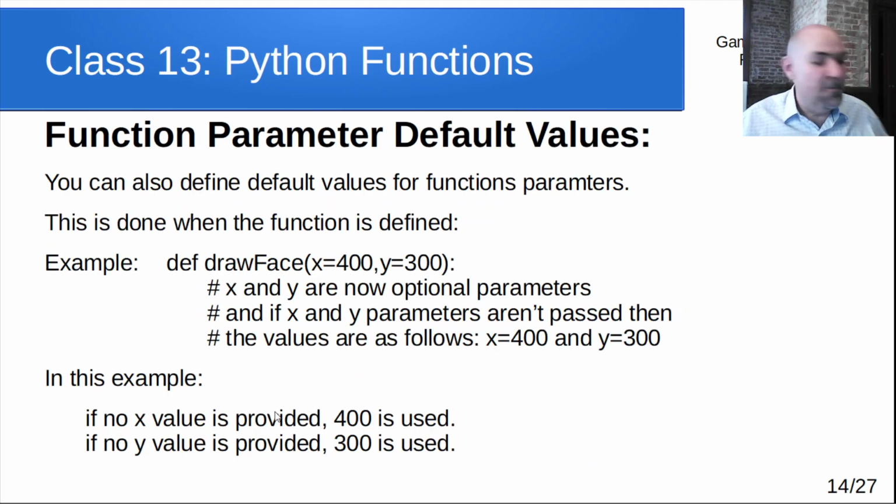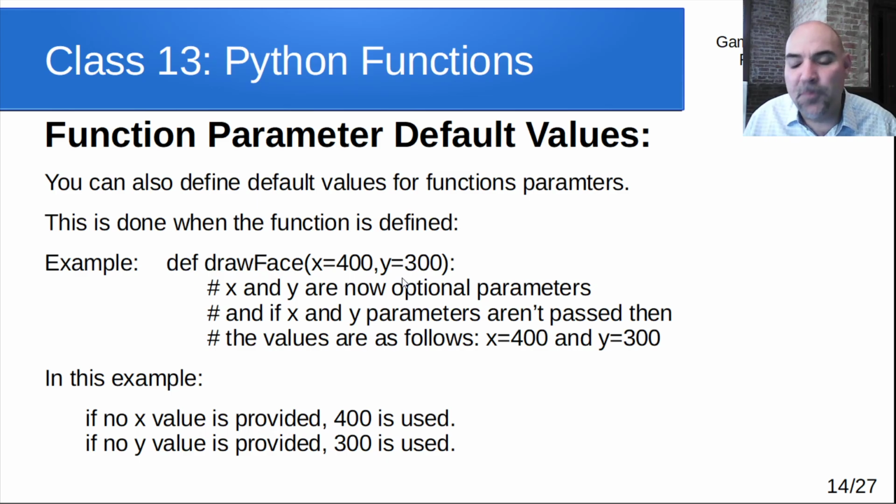All right, we can also define our function such that it has default values, which makes the parameters optional. For example, if my function definition looks like this, def drawFace x equal 400, y equal 300, that means if I don't provide a value for the first position, and I don't provide a value for the second position, it's going to use a default. X is going to default to 400, y to 300. So if I were to just call this function drawFace with nothing in the parentheses, it would still have an x and a y. It would just use the default values.